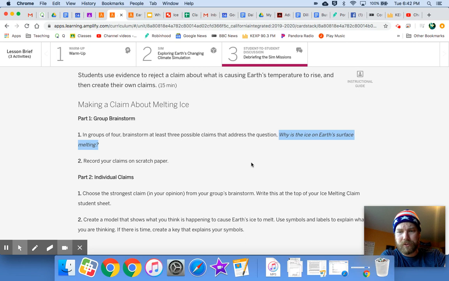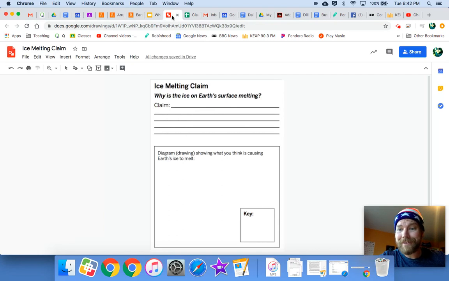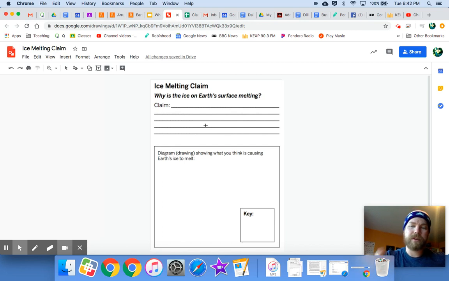Then it says, because you're supposed to do this in groups, but we're improvising. Choose the strongest claim. Write it at the top of your ice melting claim student sheet. What is that? I attached it to your assignment. Here it is. It's a Google drawing. So what I want you to do is write a claim here. Now, here's the thing. You can't use your own. Oh, but mine's the best. I know it is. It's so good. But what I want you to do is use someone else's claim. So go through everyone else's answers on that question. Choose one that you like. Put it up there at the top of the ice melting claim sheet. Make sure you write the person's name somewhere up there too, and your name.